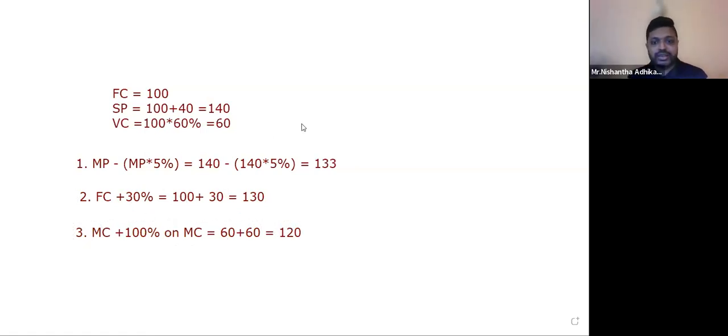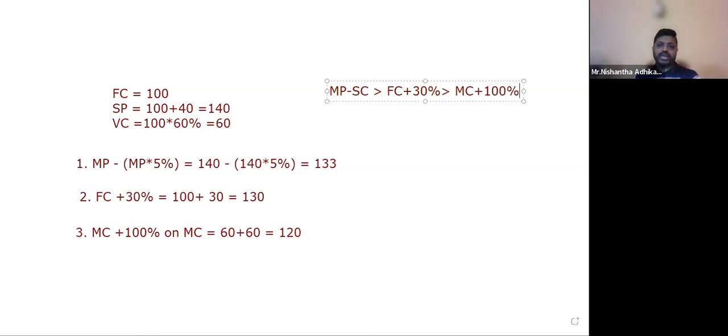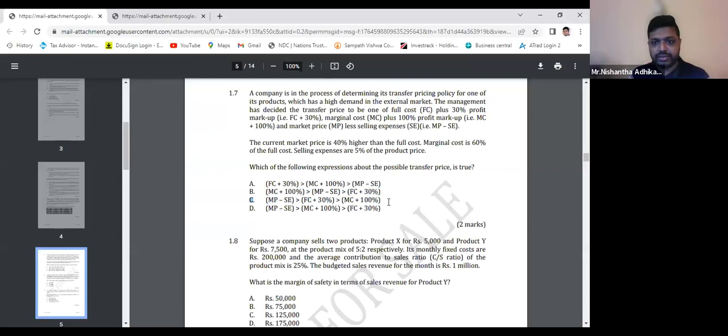If you work out this one, 133 is greater. Therefore, for the first one you can say market price minus selling cost is greater than full cost plus 30%. It is greater than marginal cost plus 100%. That should be the answer. Okay, we'll see what the answer is. Your answer should be answer C. This is the correct answer. Answer should be C. Clear?